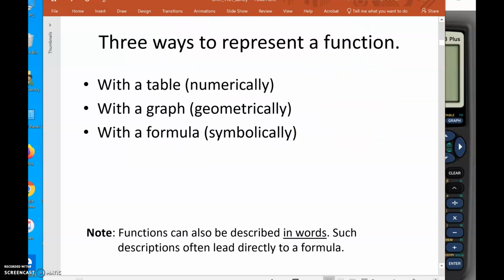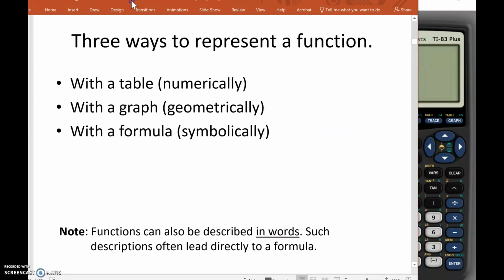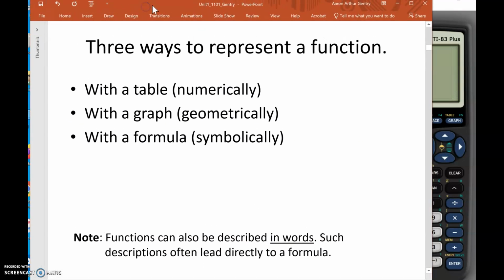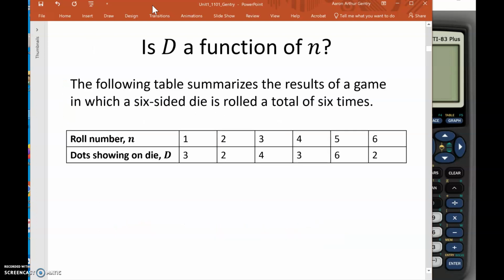Now, we're going to be looking at different representations of functions. And the 3 principal representations are right here. We've got a table, we've got a graph, and we have a formula. So we're going to look at all 3 of these. And a 4th method would be down here. Functions can also be described in words. So that's something that we'll see a lot too. Okay. How about an example?